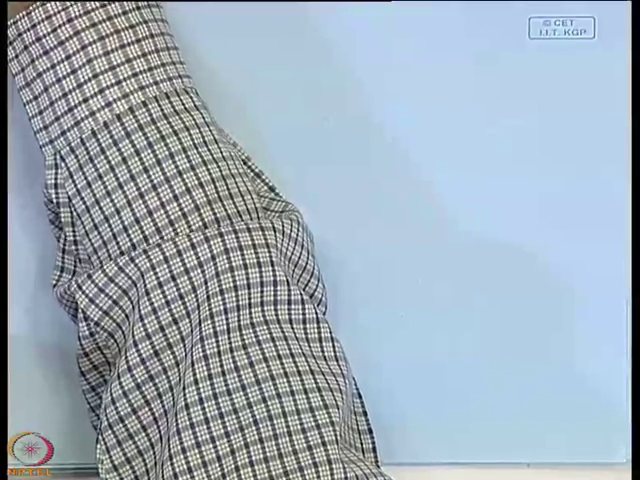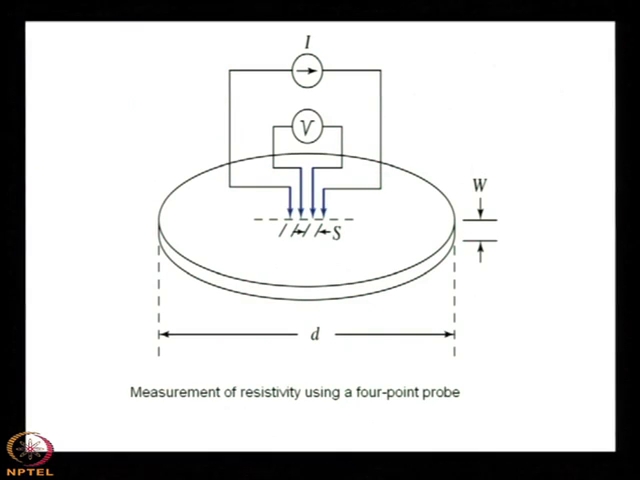Now, for 4-point probe, you see that this is the sample of diameter d and the thickness is w. Okay. Then you see that 4 probes are there. These are needle-like probes 1, 2, 3 and 4. Here I have shown them like arrows. So, this is basically a needle type of material made of either platinum or gold, and it is placed on the surface of the material.